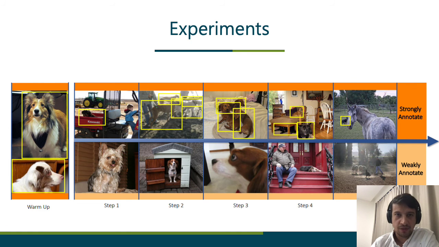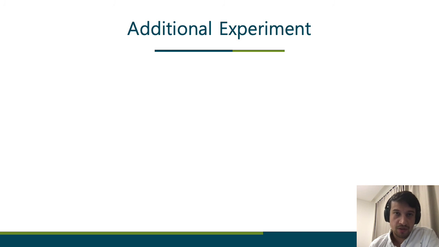Here, we present a very simple qualitative result in which we see that across the steps, our method prefers to annotate hard images with multiple objects and hidden objects with strong supervision, or bounding boxes, and prefers to annotate with weak annotations images that have centered objects, which is an interesting finding. We propose an additional experiment to show the effectiveness of our method.